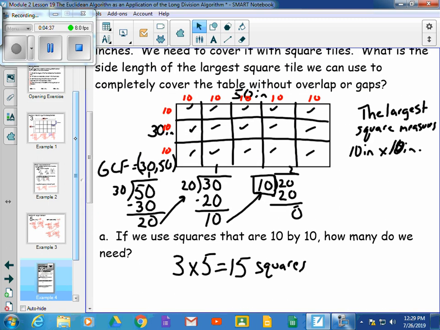If we've got a rectangle and we want to fill it with squares, we find the greatest common factor to find the size of the square, the largest size of the square that we could use, and then we calculate how many of those squares we can fit in that area.